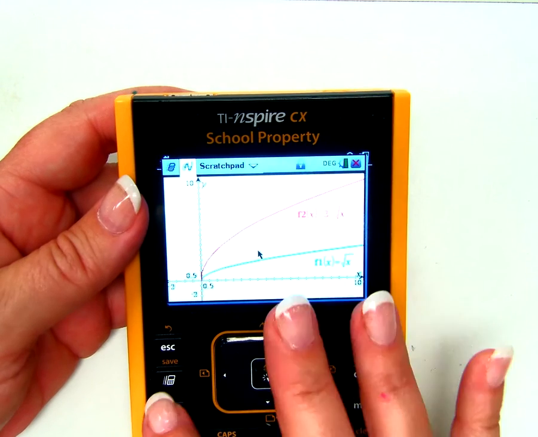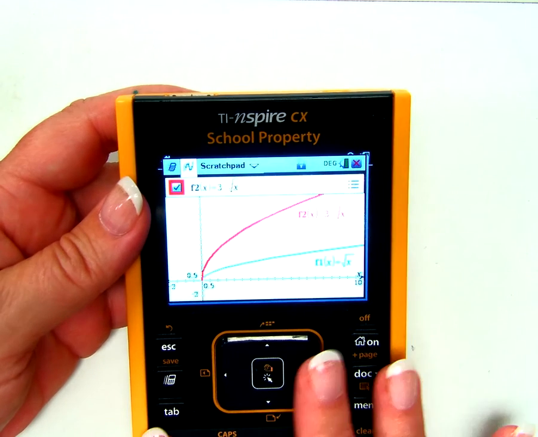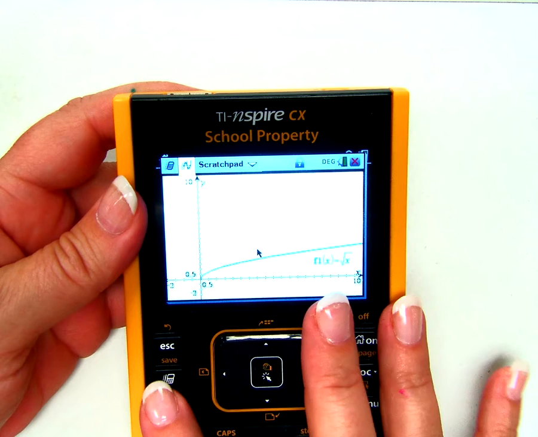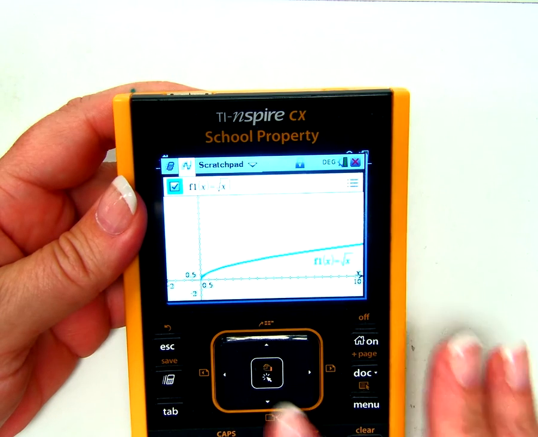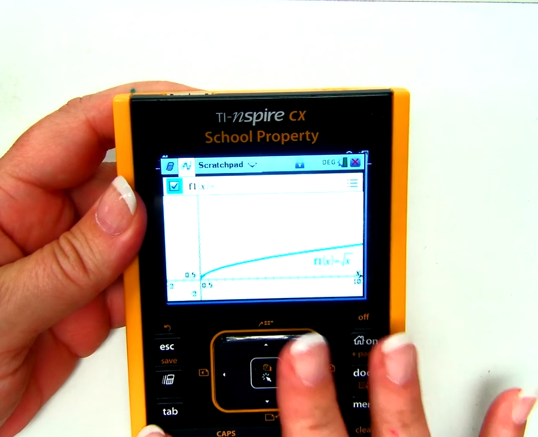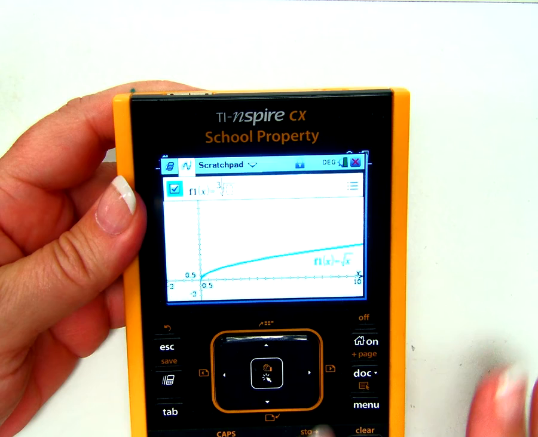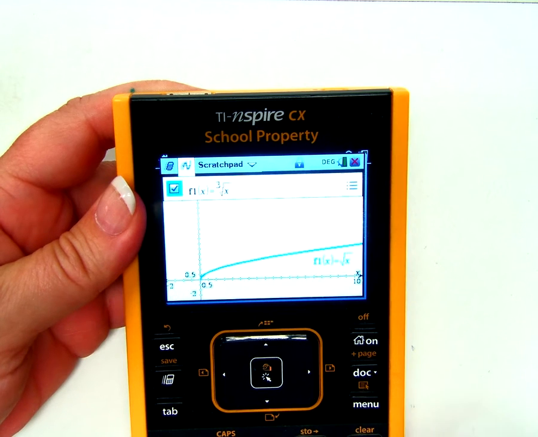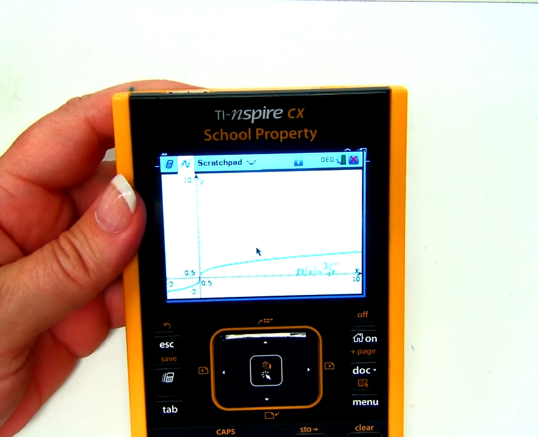Okay. What if, however, what I put in to look at was this, the cube root of x. Is that an appropriate viewing window for the cube root of x?